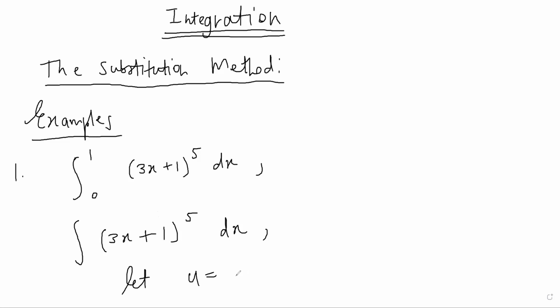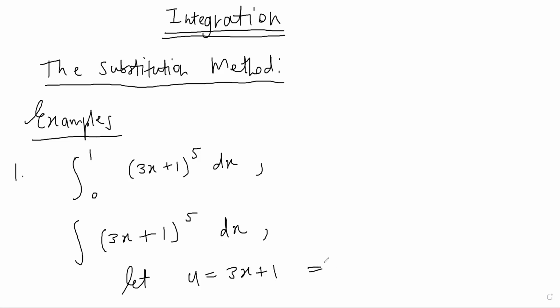We let u be equal to 3x plus 1, and this is how the substitution method works. You let u be equal to what's inside the bracket here, which is 3x plus 1. And then after you do that, you differentiate this u with respect to x.